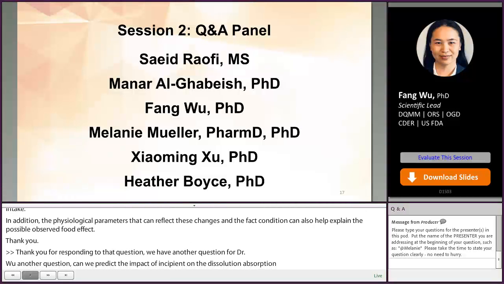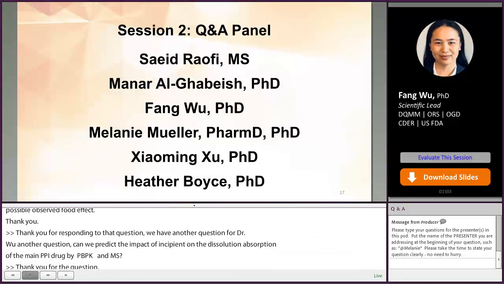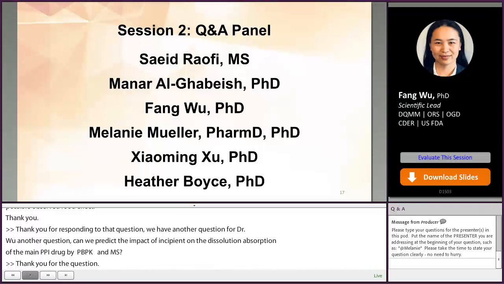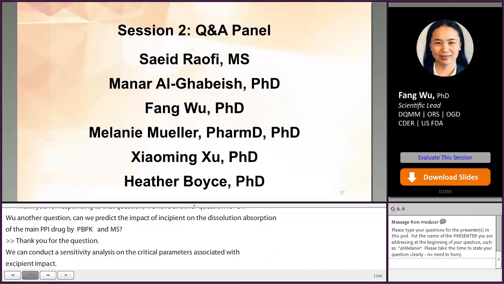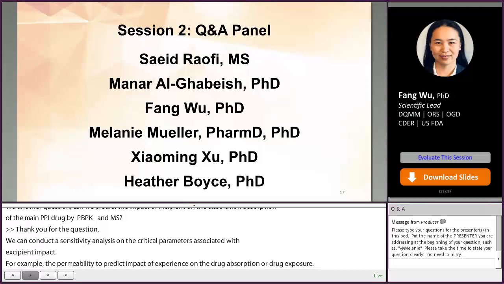Thank you for the question. We can conduct a sensitivity analysis on the critical parameters associated with excipient impact in PBPK modeling, for example, the permeability, to predict the impact of excipients on the drug absorption or drug exposure. Our FDA colleagues have published a paper in this regard, and also it is important to conduct in vitro experiments using biorelevant conditions to evaluate the impact of excipients on dissolution or permeation. Thank you.